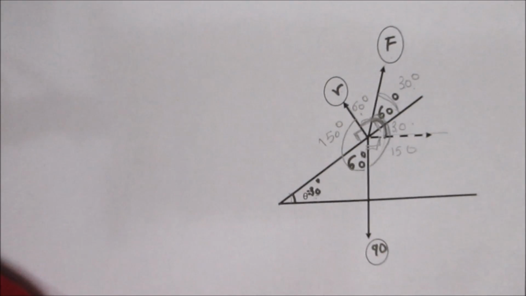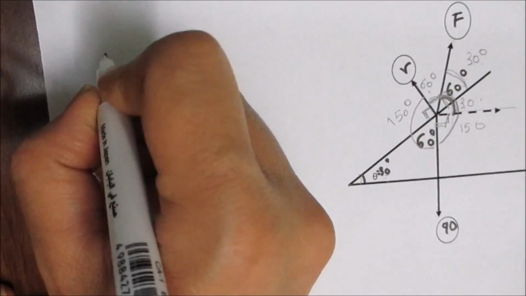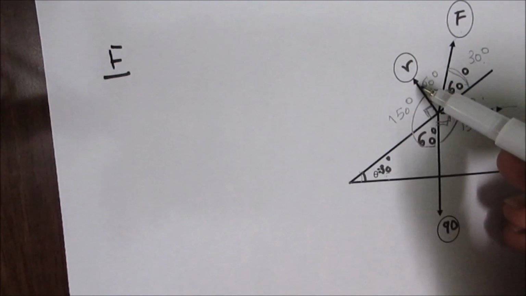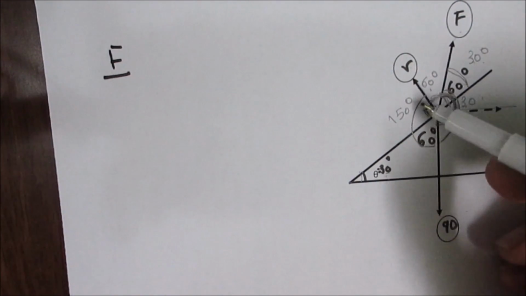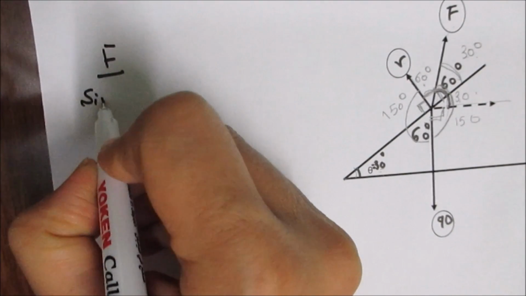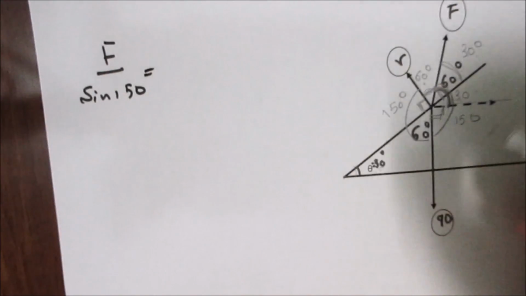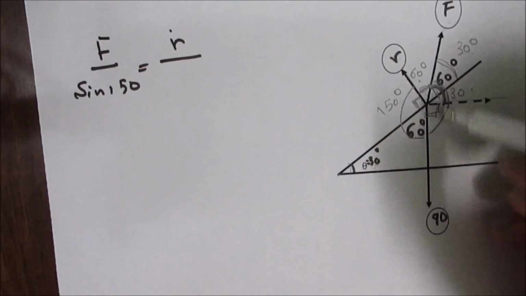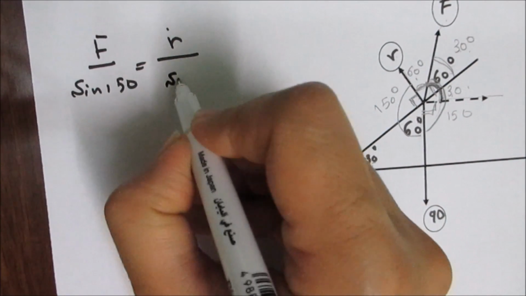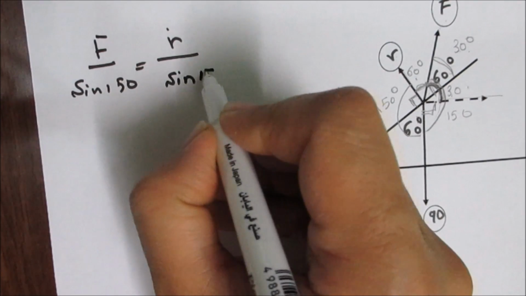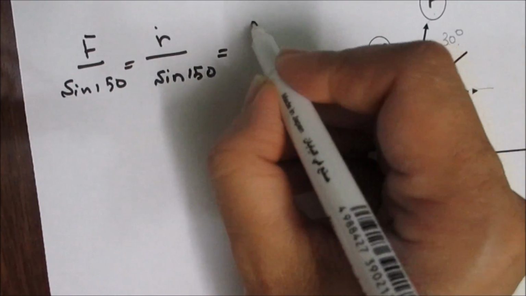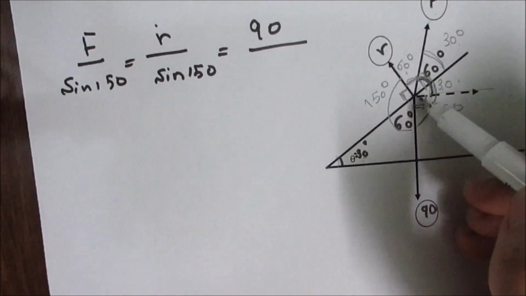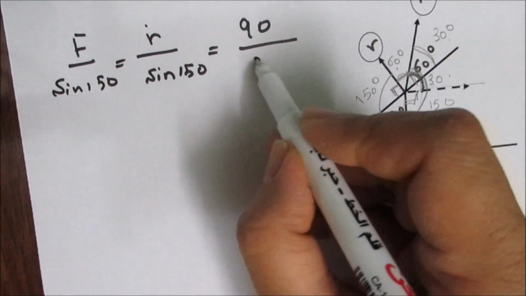Now apply Lami's rule. So the force F over sine of the angle between the reaction and the weight, which is 150, so sine 150, equals the reaction R over sine of the angle between the force F and the weight, which is also 150, so R over sine 150. This equals the weight over sine of the angle between the reaction and the force, which is 60 degrees, so 90 over sine 60.